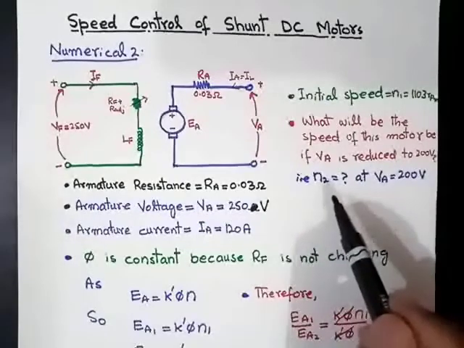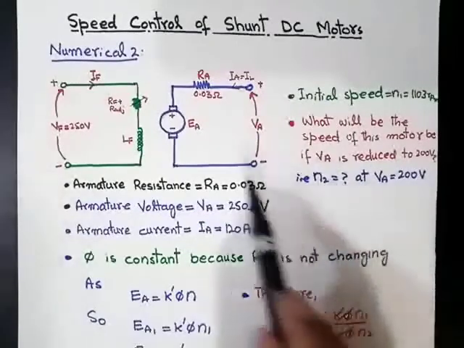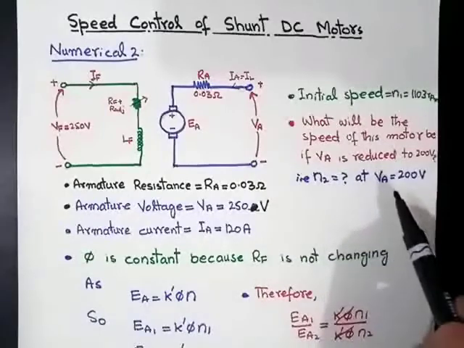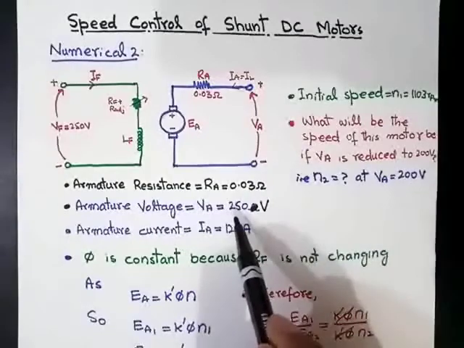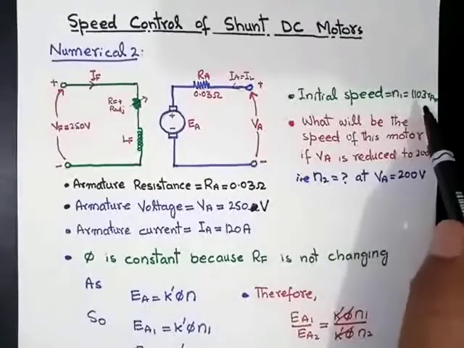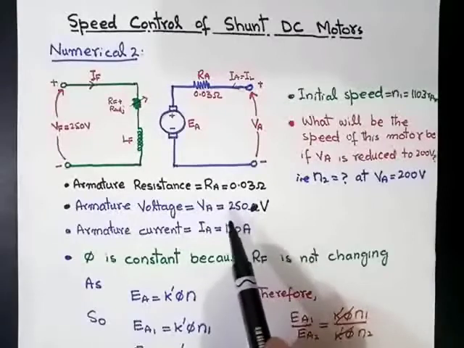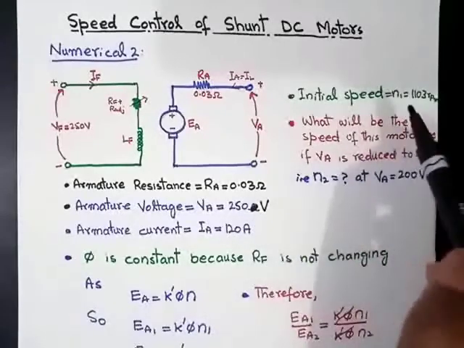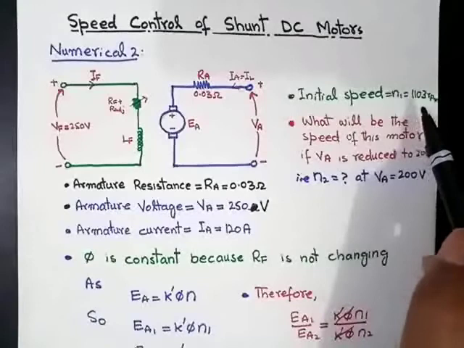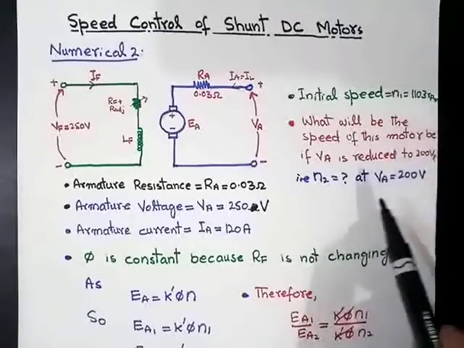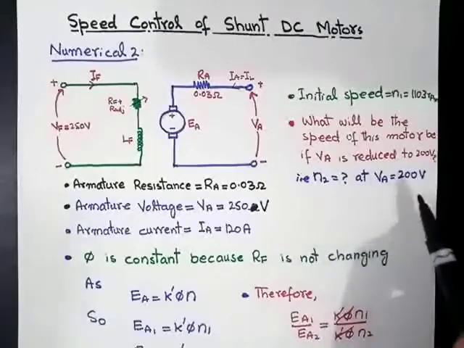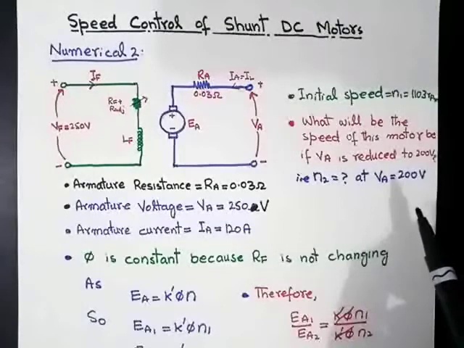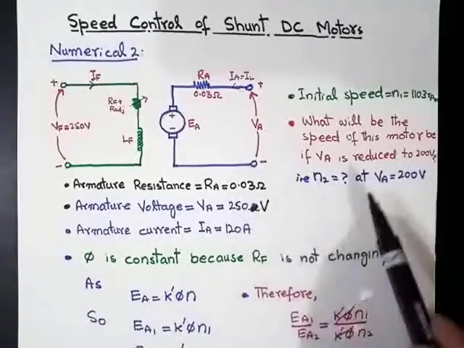Here we want to find the speed of this motor when the armature voltage is 200 volt instead of 250 volt. When the armature voltage is 250 volt, the speed of this motor is 1103 revolution per minute. And we want to find the speed when the armature voltage is 200 volt. So these are the given parameters.